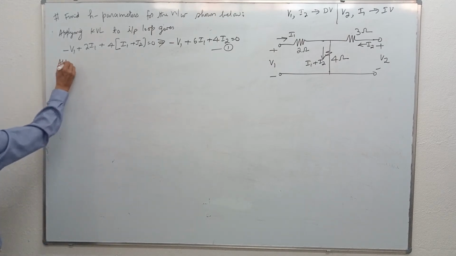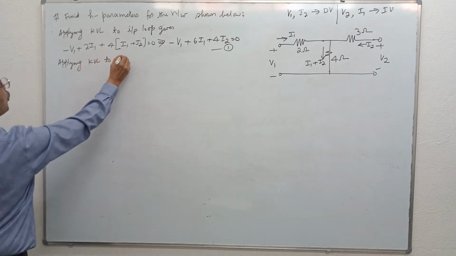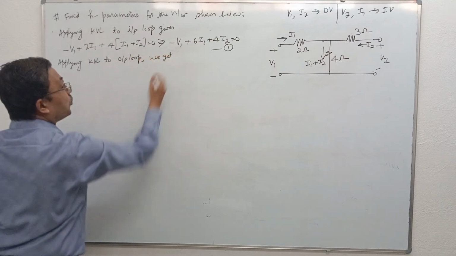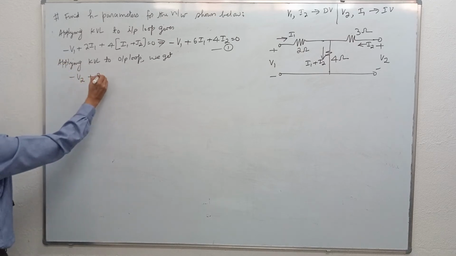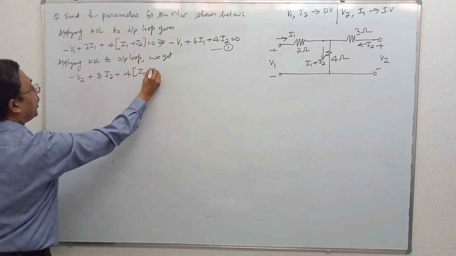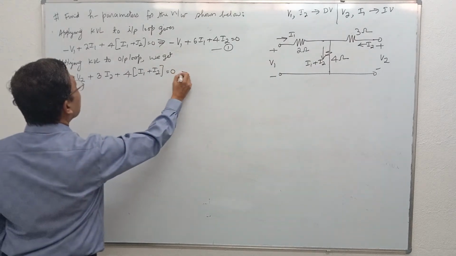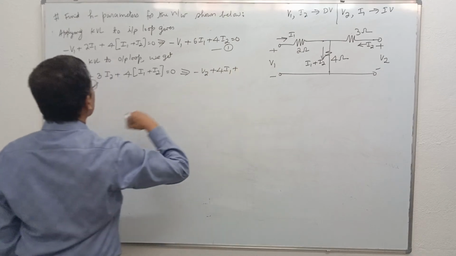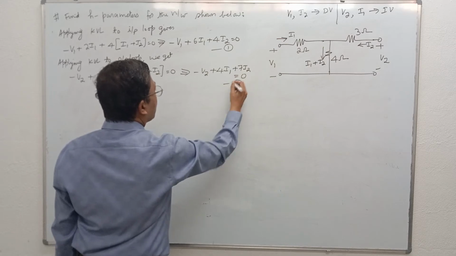Applying KVL to output loop we get minus V2 plus 3 times I2 plus 4 times I1 plus I2 equal to 0. This implies minus V2 plus 4I1 plus 7I2 equal to 0. Equation 2.